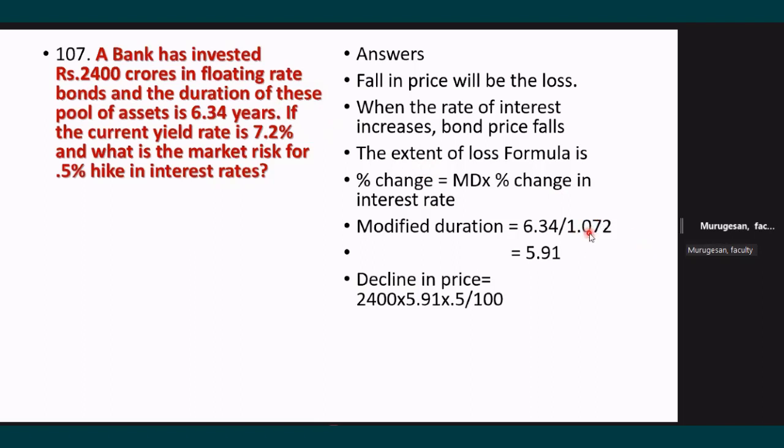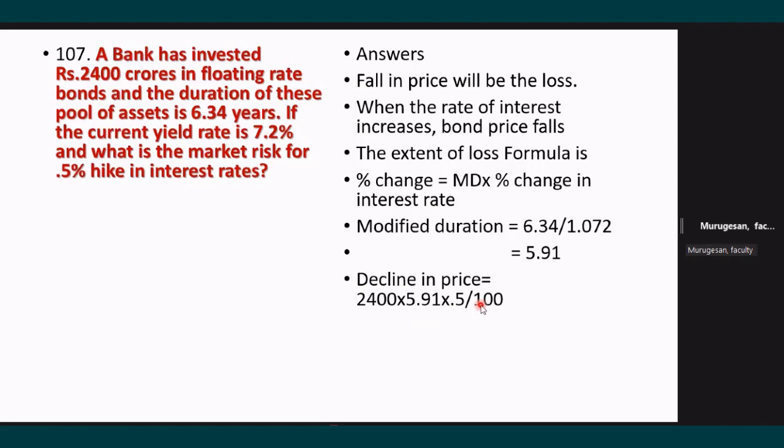So the 7.2 will become 0.072. So 6.34, D, divided by that. Sometimes they will give modified duration, sometimes they will give only D. D means duration. So you have to find out modified duration, then only the formula will be correct. This is the formula. So why have I put 2,400? 2,400 is the value of the investment the bank is having. So 2,400 into 5.91 into 0.5 divided by 100.